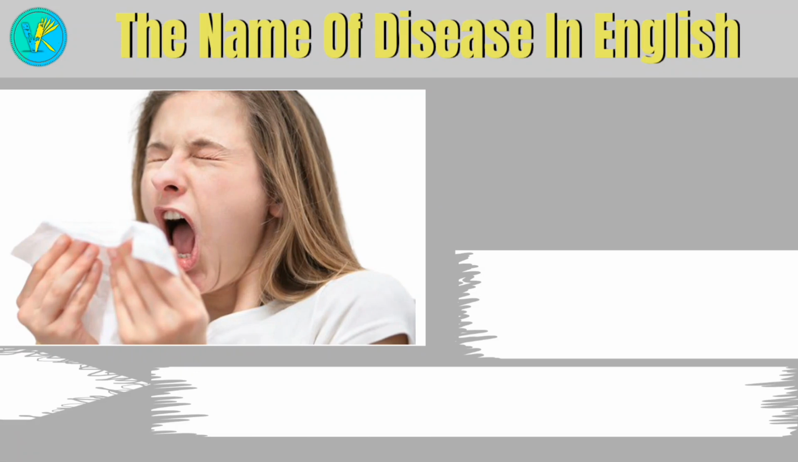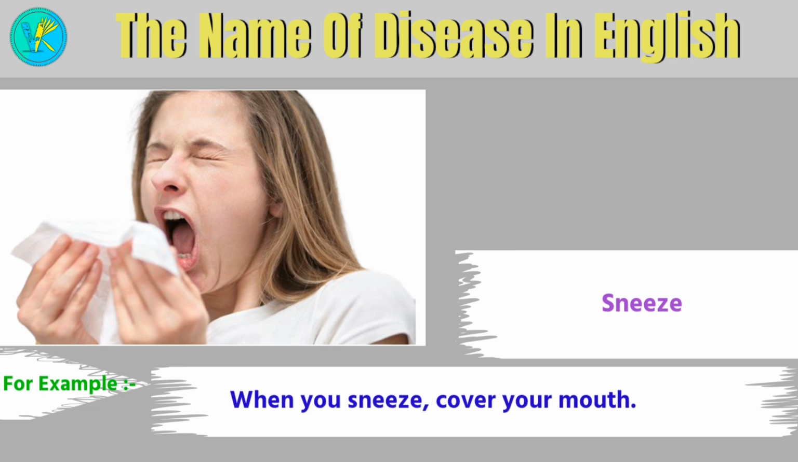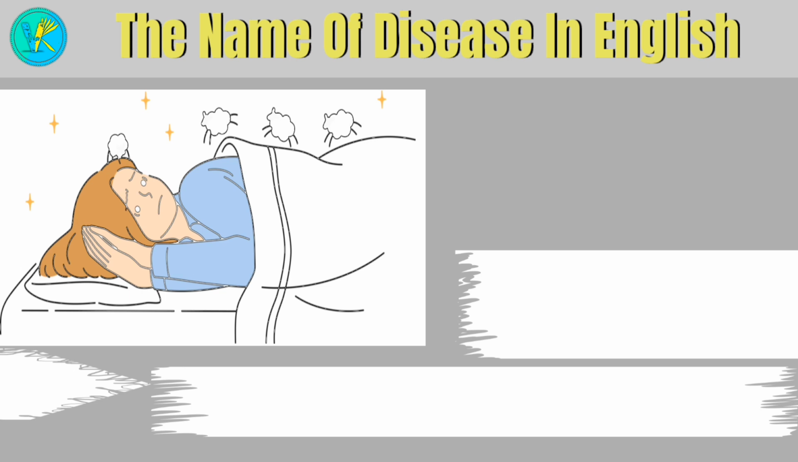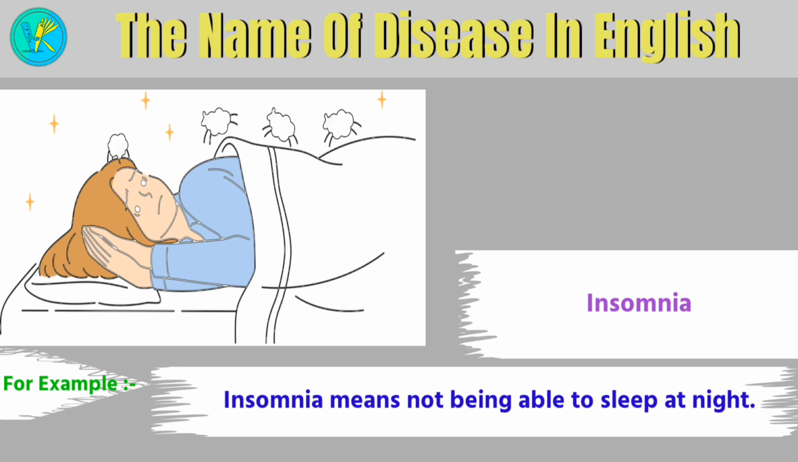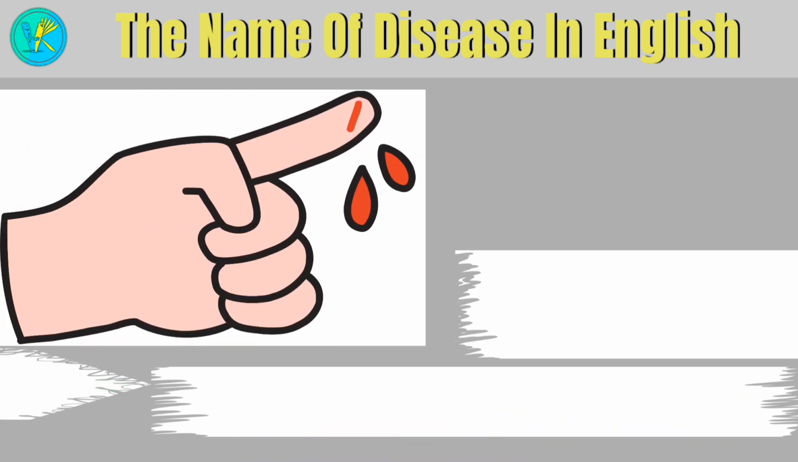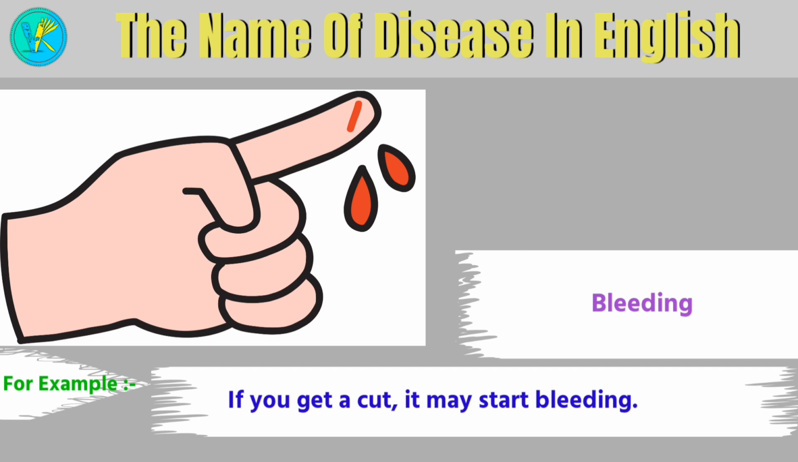Next, sneeze. For example, when you sneeze, cover your mouth. Next, insomnia. For example, insomnia means not being able to sleep at night. Next, bleeding. For example, if you get a cut, it may start bleeding.